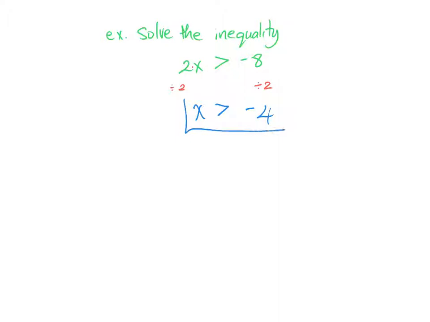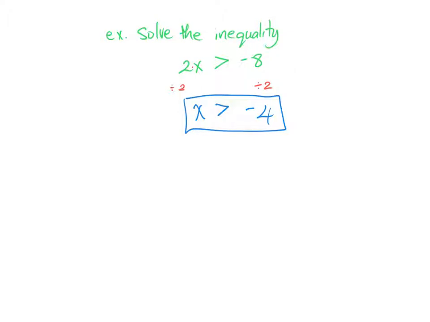Now, where a few people may mess up in this question is looking at that -8 and saying, well, we're dividing -8 by 2, so shouldn't we flip the sign? No, no, no. As the rule states, it's only when you are dividing or multiplying by a negative number that you flip the sign. In this case, we were dividing by 2. So that's why we didn't have to reverse the direction of the sign.